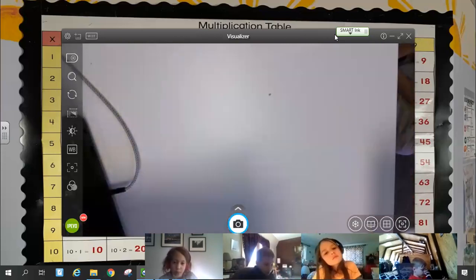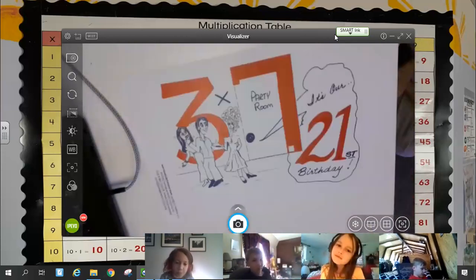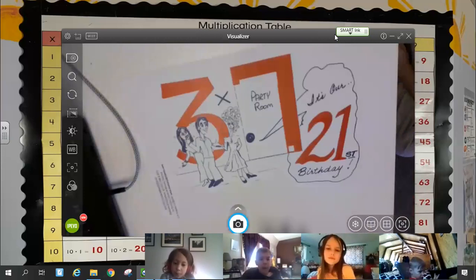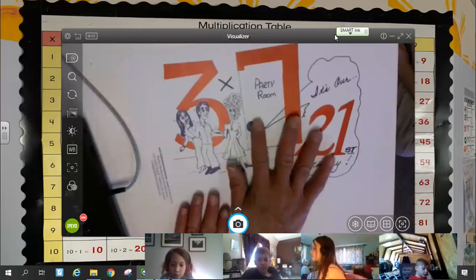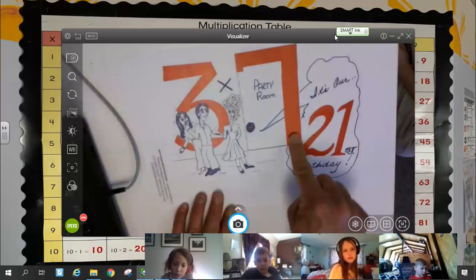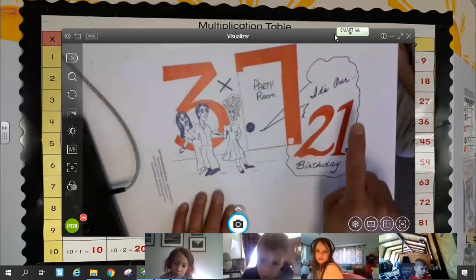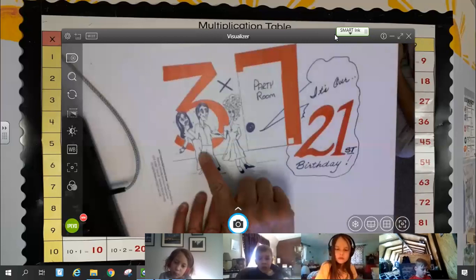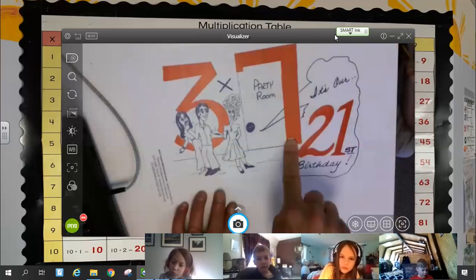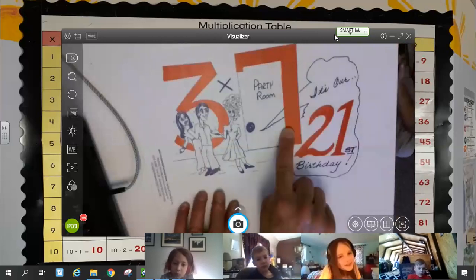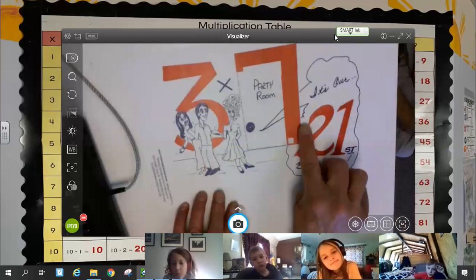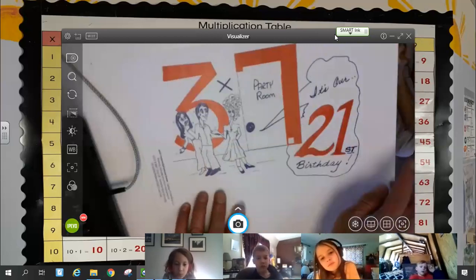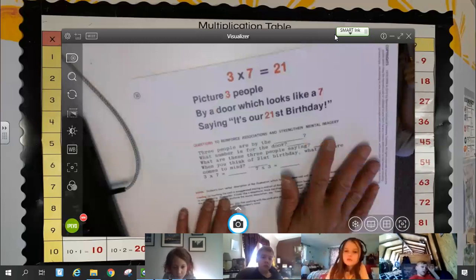All right, last one, Charlie, Lucas, I want whole body listening. This is how you guys can memorize these. It's helpful. 3 times 7 equals 21. So you have 3 friends trying to get into the party room with the door that looks like a 7, and it's their 21st birthday. 3 times 7 equals 21.